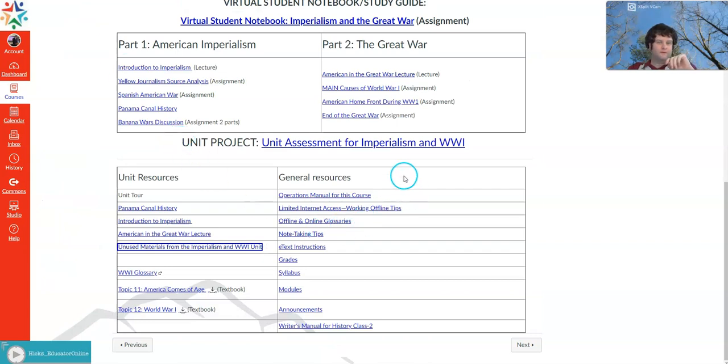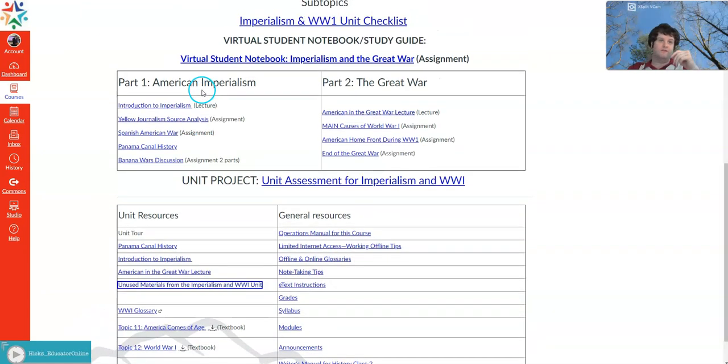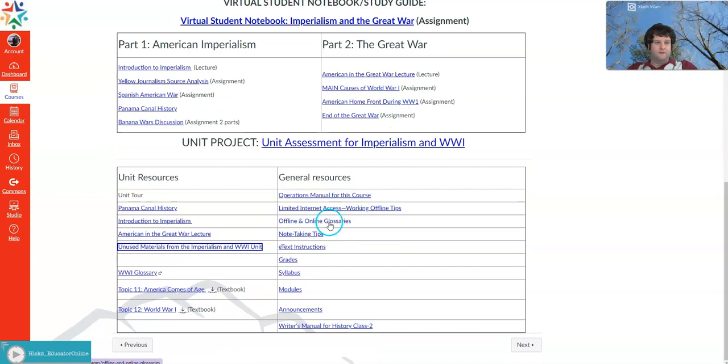Anyways, this is a relatively straightforward unit. It runs three weeks. Week 1, Imperialism. The other two weeks are devoted to the Great War. And that's the goal of this unit.